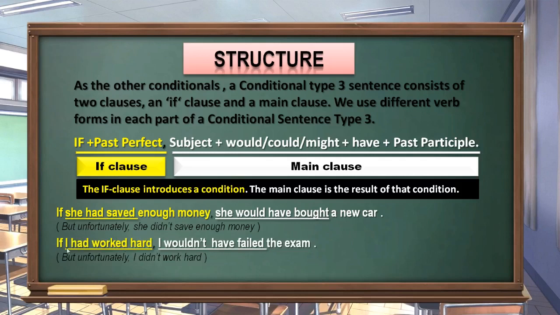And the second example, if I had worked hard, I wouldn't have failed the exam. But unfortunately, I didn't work hard, so I failed. So of course, the same for the second example. The verb of the first clause is in the past perfect, and in the second clause, which is the main clause, we have would or wouldn't plus have plus the verb fail in the past participle, which is failed.